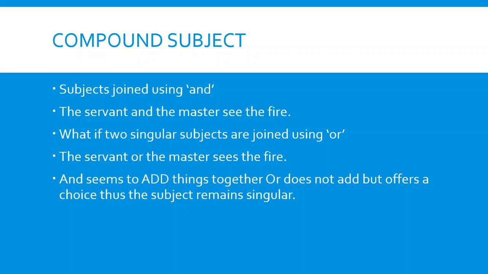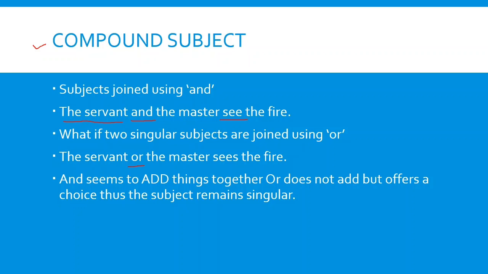Look at the case. Compound subject. That is, two subjects that are joined using a connector like and, or. Look at the sentence. The servant and the master see the fire. We see the subject here is plural. Obviously, there are two people involved. The servant, one. The master, two. A plural subject takes a plural verb.